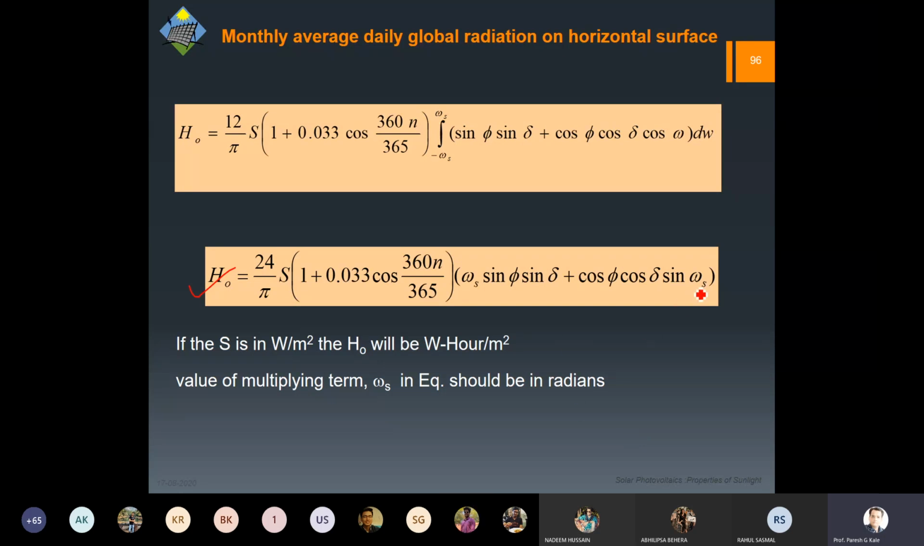Now here, one care, as I said, this omega s has to be in appropriate values. So omega s multiplying should be in radians, otherwise it should be in degrees. Now this S that we are taking is in watt per meter square. So obviously what H0 we are calculating is also watt. Now it will be watt hour per meter square, because now we are multiplying this with the time.